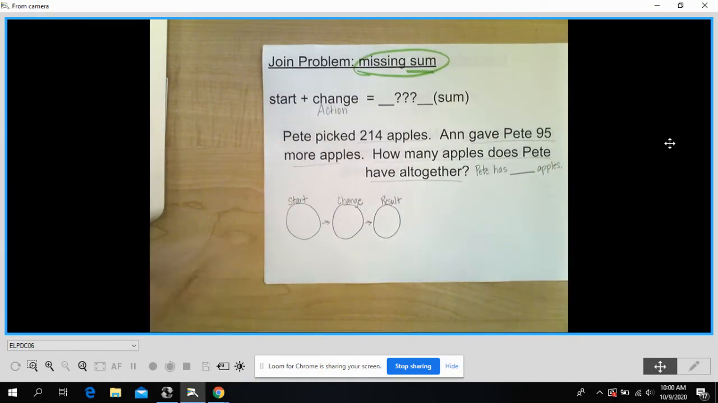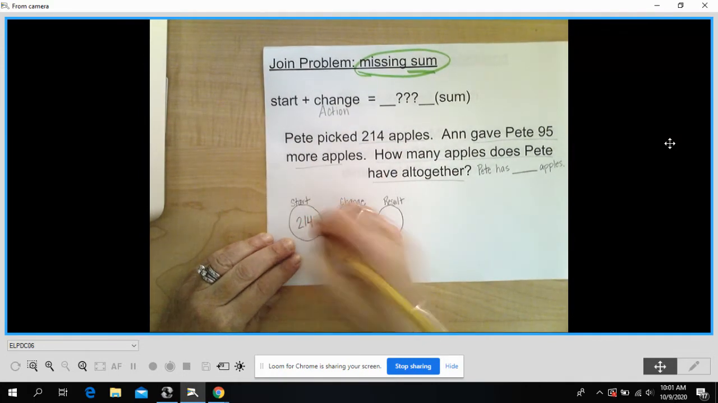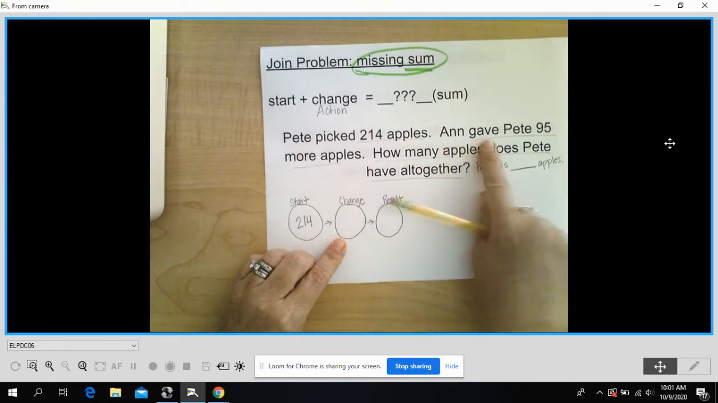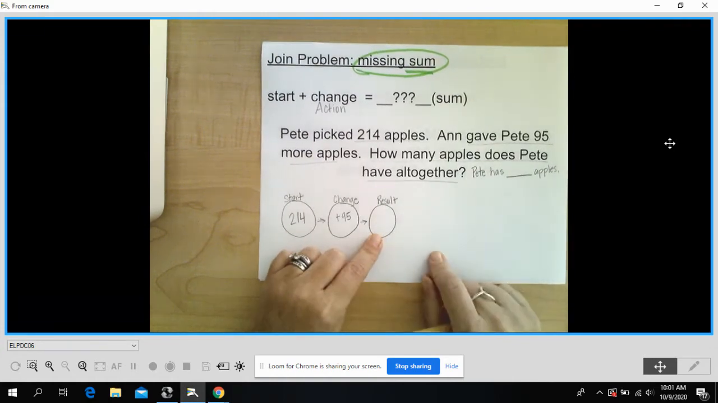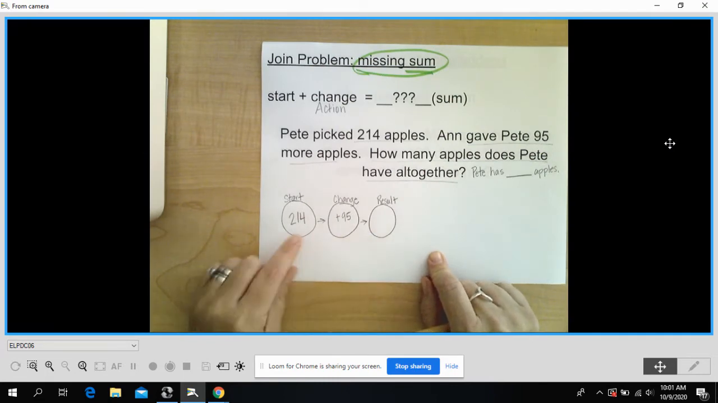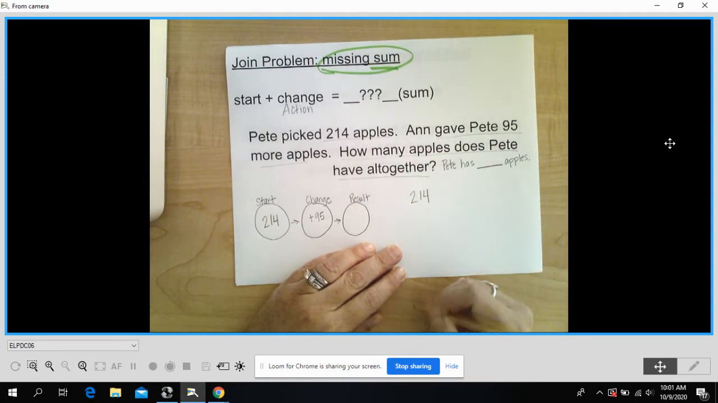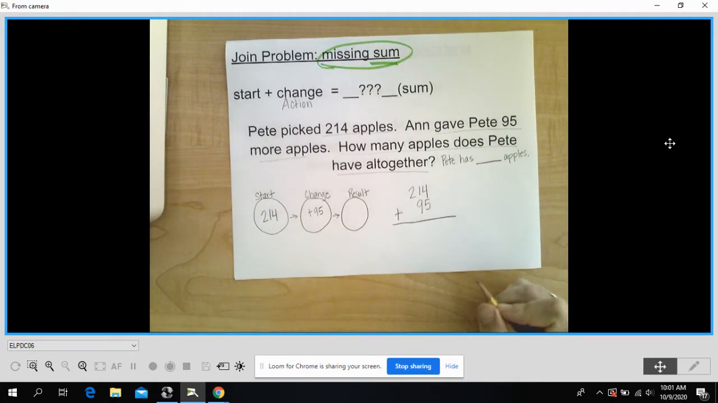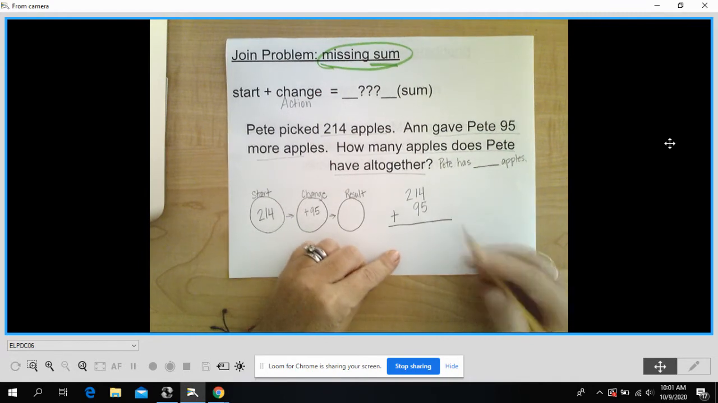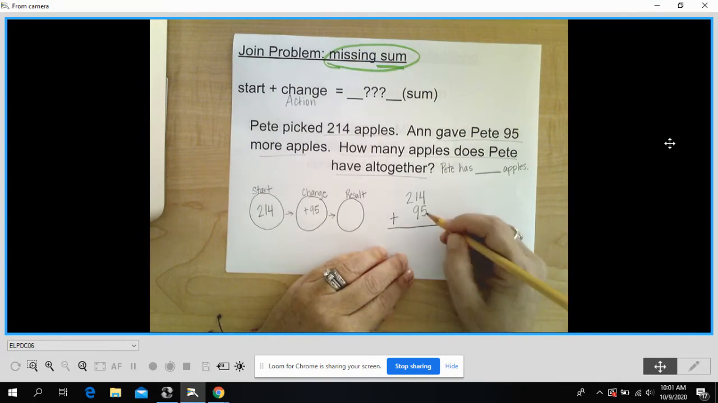So let's talk about what is my start in this problem. Well, the start is 214 apples. The change or the action is that Anne gives Pete 95 more. So it's a plus 95. That's the change that's happening. And I have to find the result, okay? So in order to do this, let's solve it. I'm going to add these two numbers, 214 plus 95. So always when you are doing your addition, let me remind you to always be neat so that you are lining up your place values correctly so that your addition will come out correct, okay?